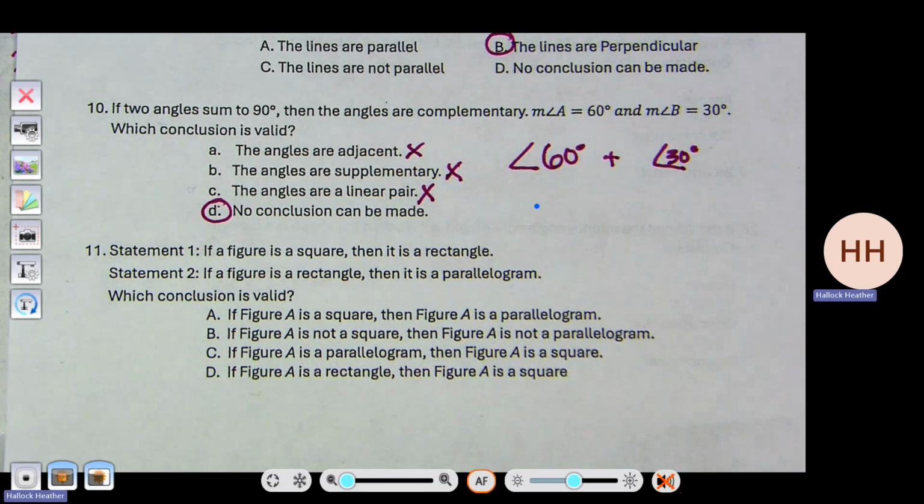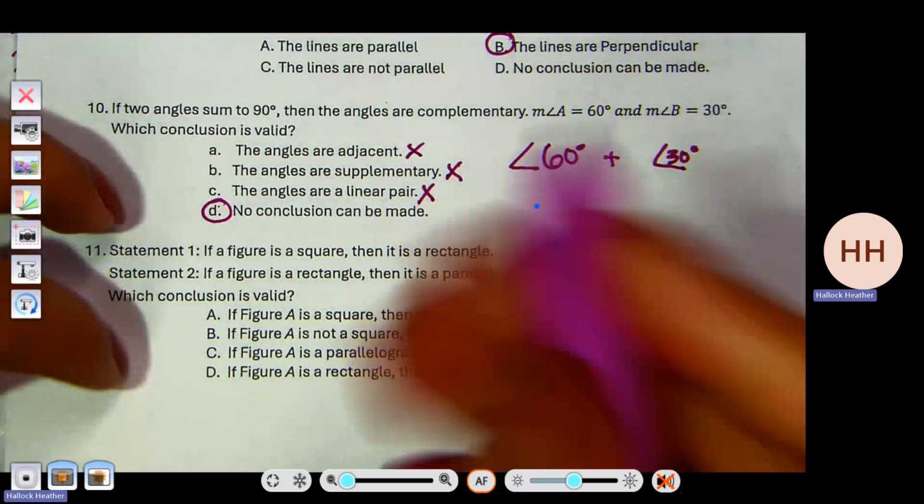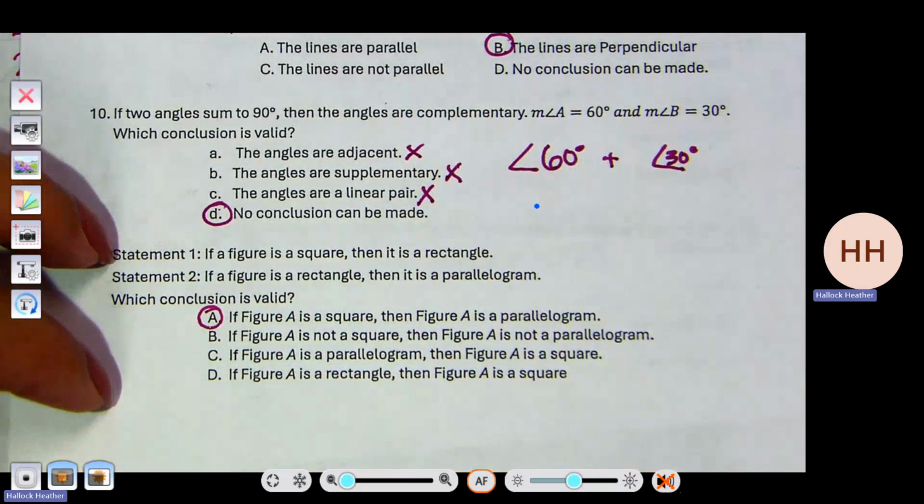Okay, statement 1 says if a figure is a square, then it's a rectangle. They're just telling me that whatever they're telling me has got to be true. Statement 2, if a figure is a rectangle, then it's a parallelogram. Does anybody think they know the answer? It's technically A. It is A if you chose A.